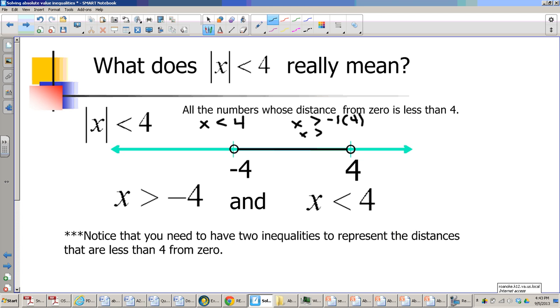x greater than negative 4. So we have x greater than negative 4 and x less than 4. Remember, we said and statements normally point towards each other. So I have an open circle at negative 4, and an open circle at positive 4. Less than 4 is pointing left, greater than negative 4 pointing right, so they connect. Notice that you need two inequalities to represent the distances that are less than 4 from 0.